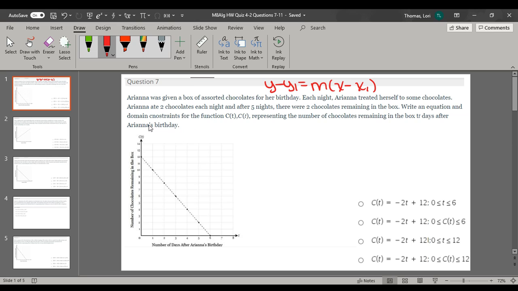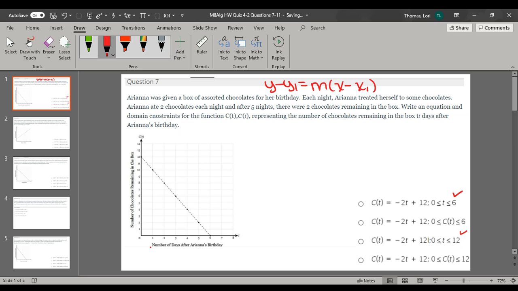So it says Ariana was given a box of assorted chocolates for her birthday. Each night, Ariana treated herself to some chocolates. Ariana ate 2 chocolates each night, and after 5 nights, there were only 2 chocolates remaining in the box. We're going to write an equation and then also give the domain constraints, which are our x values. In this case, they're using t for our x-axis. So the domain is only going to be out of choice A or C, because C of T is like F of X, which is your output. So you can eliminate those 2 choices altogether.